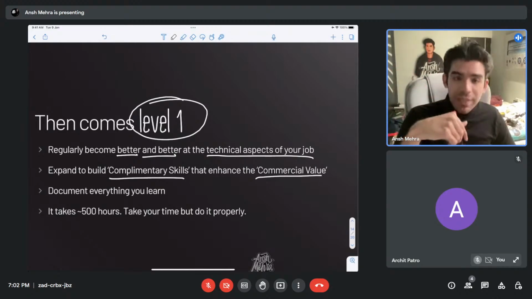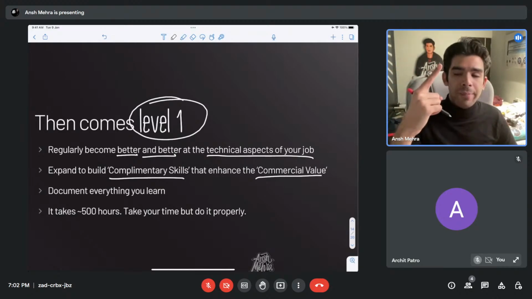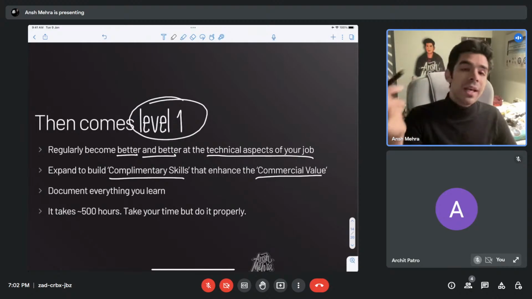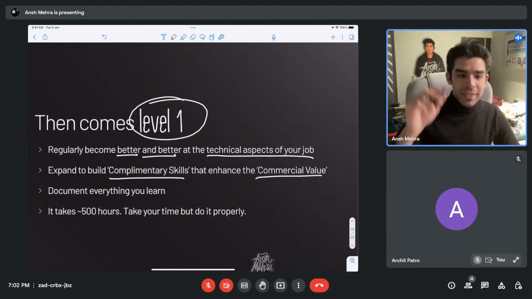So in UX design, the ability to prototype, the ability to do good visual design, the ability to communicate your own thoughts and make pitch decks and sell it to stakeholders is very, very important. These are the complementary skills.